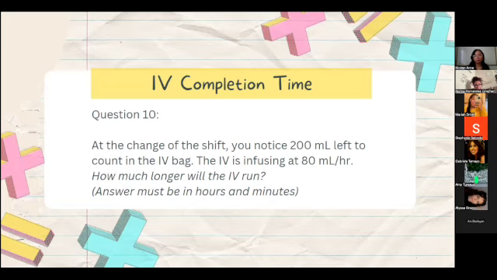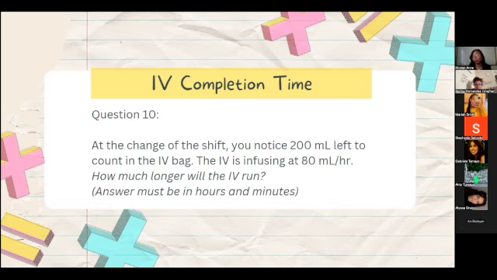Okay, I'll just do IV completion time. So at the change of the shift, you notice 200 milliliters left to count in the IV bag. The IV is infusing at 80 ml per hour. How much longer will the IV run? You'll see that in these types of questions there is really no formula that you can use, but the question it's asking is how much longer will the IV run?